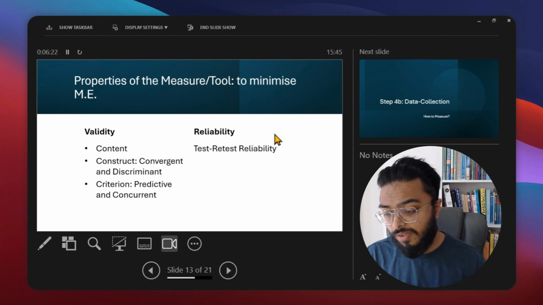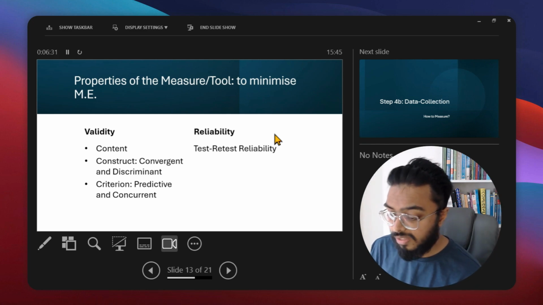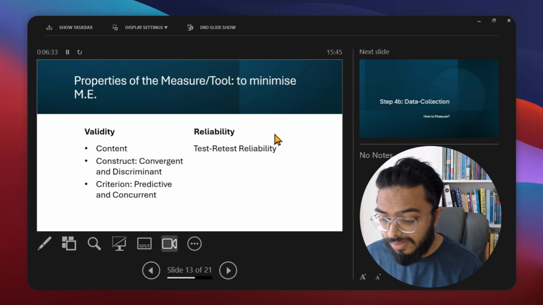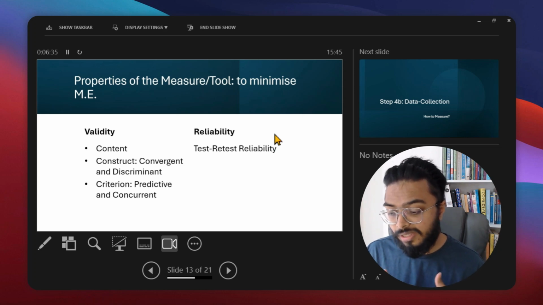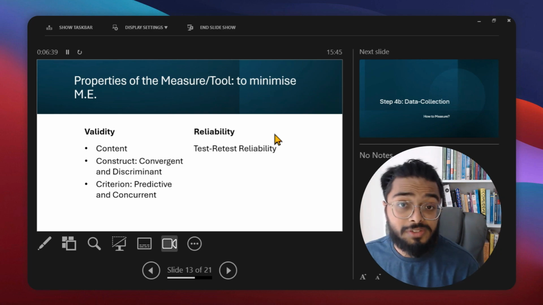Next is concurrent validity, which is when the test correlates with a criterion measured at the same time. For example, if you're developing a new depression scale and it correlates with an existing depression scale measured simultaneously. So that's concurrent validity.